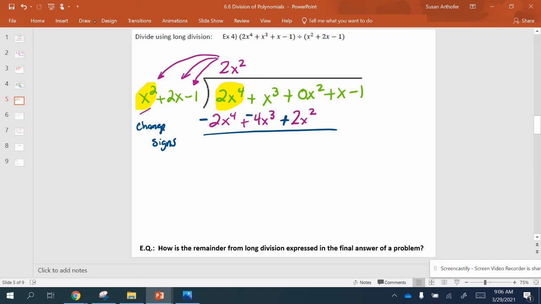2x to the 4th minus 2x to the 4th cancels. Negative 4x cubed plus 1x cubed would be negative 3x cubed. And 0x squared plus 2x squared is just plus 2x squared. And then remember, bring down the next piece, okay? And then we start over.